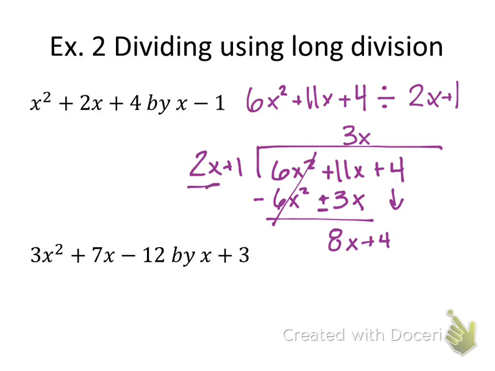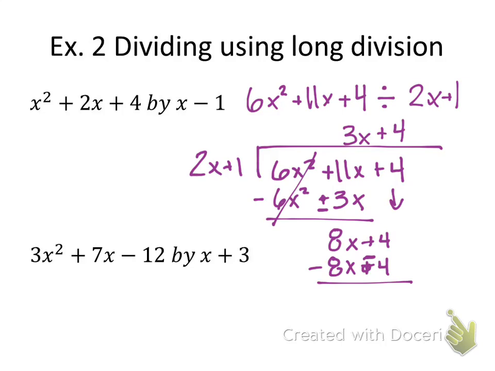What do I need to do to make 2x 8x, Sam? Multiply by 4. Very good. And I put a plus 4 because I'm multiplying by positive 4. 4 times 2x is 8x. 4 times 1 is 4. Now, what do I need to do, Katrina? Change the sign. So I have negative 8x and negative 4.